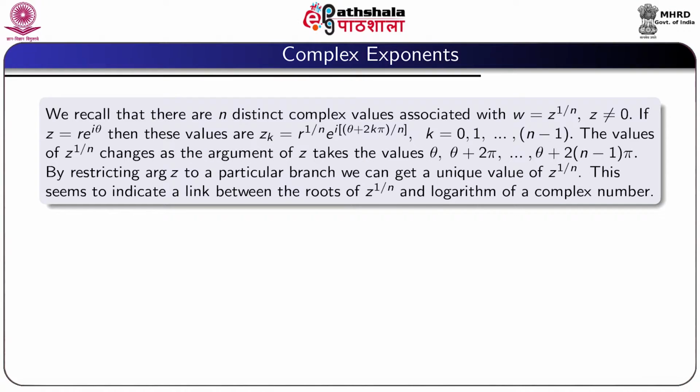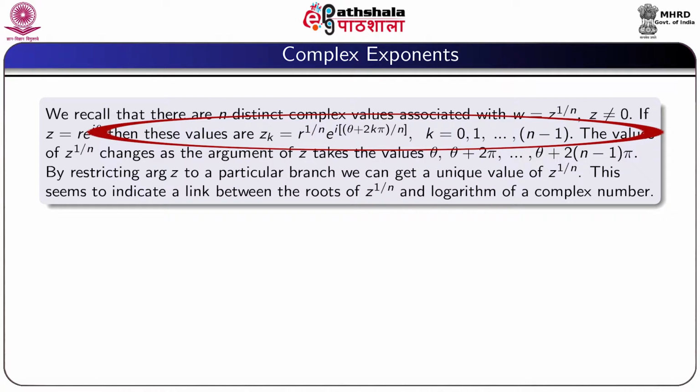So we now discuss complex exponents. We recall that there are n distinct complex values associated with w = z^(1/n), z not equal to 0. If z = r e^(iθ), then these values are z_k = r^(1/n) e^(i(θ+2kπ)/n), where k is 0, 1 up to n-1.